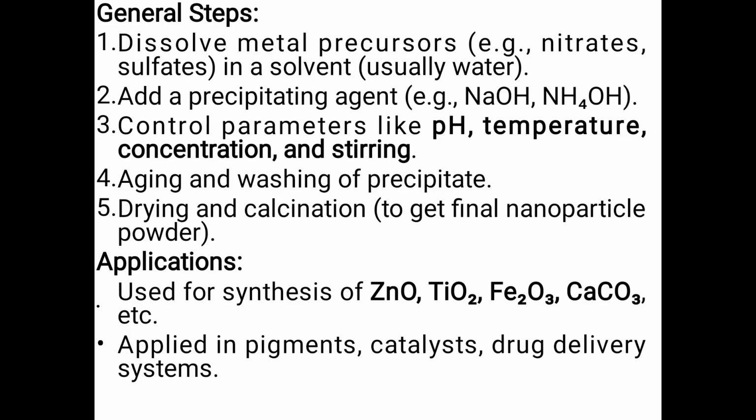General steps involved in the precipitation method are: dissolve the metal precursors, which are in the form of nitrates and sulfates, in a solvent which is usually water. Add a precipitating agent such as NaOH or NH4OH and control parameters like pH, temperature, concentration and stirring. Aging and washing of the precipitate is the next step. Finally, we subject it to drying and calcination to get the final nanoparticle powder.